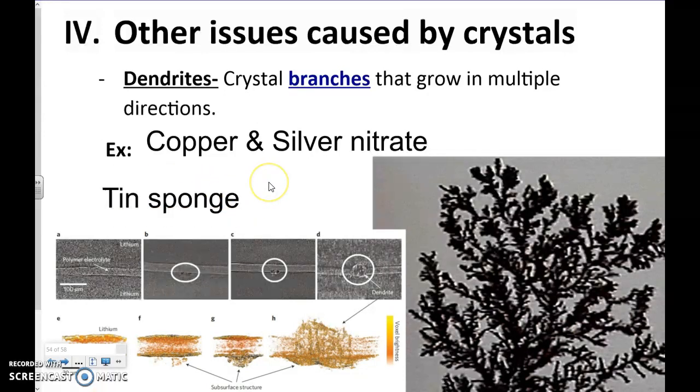You're going to be making a picture. You're going to be watching these dendrites grow, and you're going to be reading about how dendrites can cause a problem in turbines. That's with the section 1 reading as well.